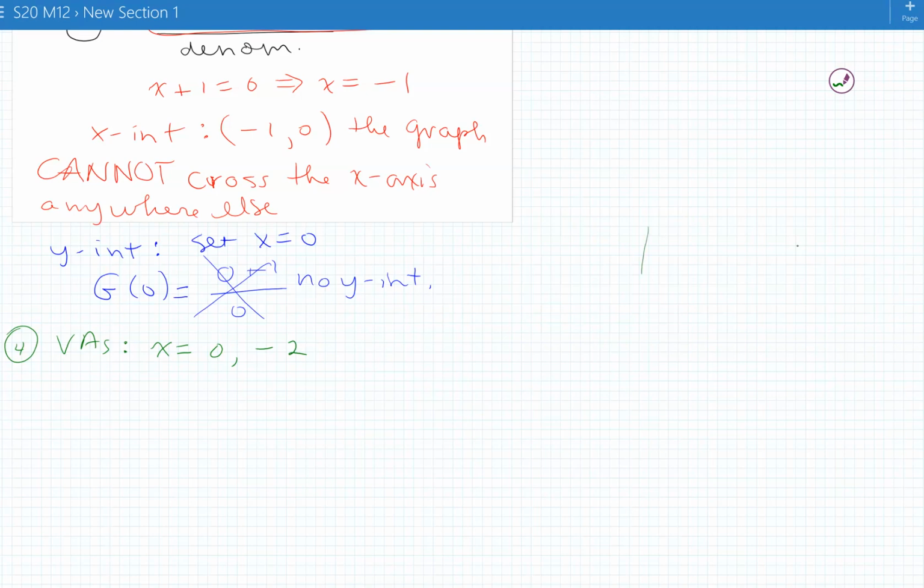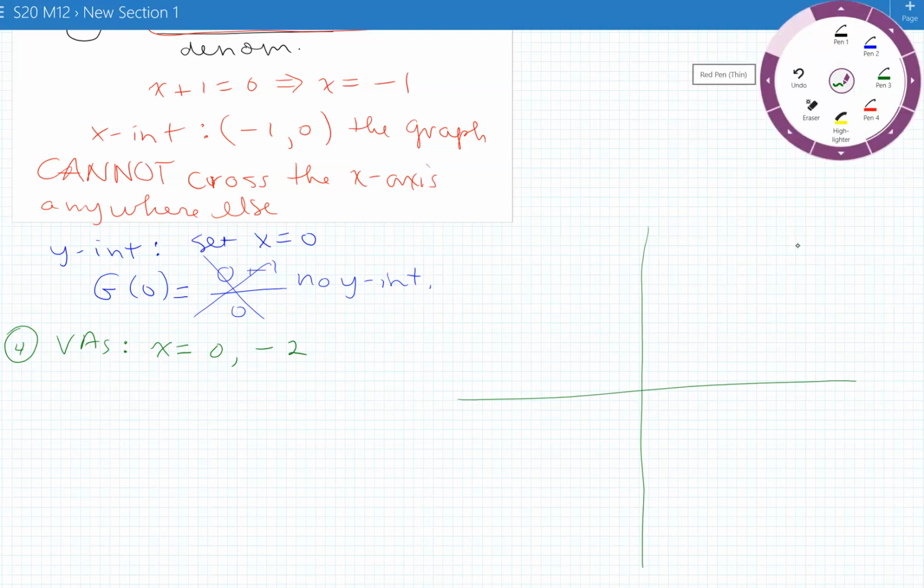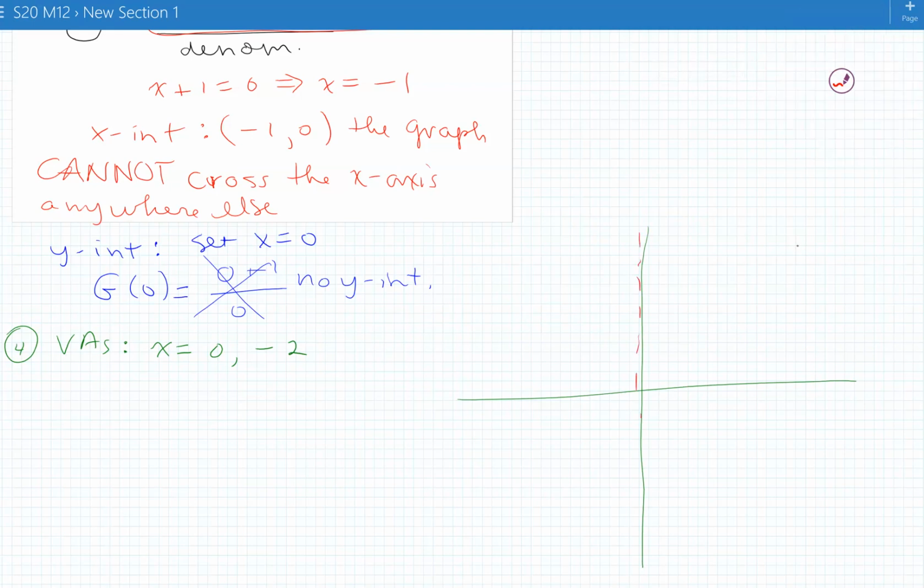Okay, so let's go ahead and start making our graph. X equals 0 is the y-axis. That's always kind of hard to draw, but we'll label it as this is the vertical asymptote, x equals 0. And then we have x equals -2. So those are our two vertical asymptotes. And we can put our x-intercept on the graph is at -1, 0.